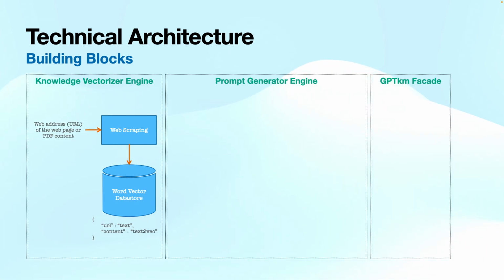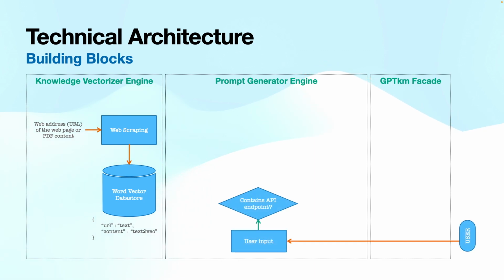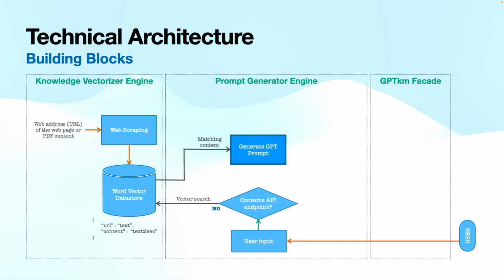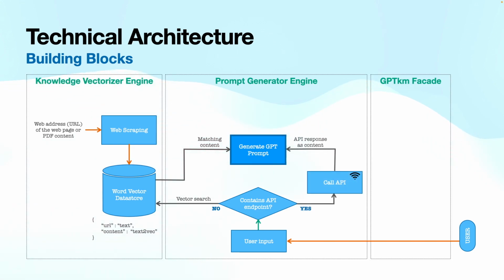Then we have the prompt generator engine. This is where the user question is converted into a GPT prompt. This building block is crucial because it performs retrieval of the contextual information from either the vector database or from a response to an API endpoint. It also enriches the GPT prompt by using prompting techniques that add personality, guardrails, style of response, etc.